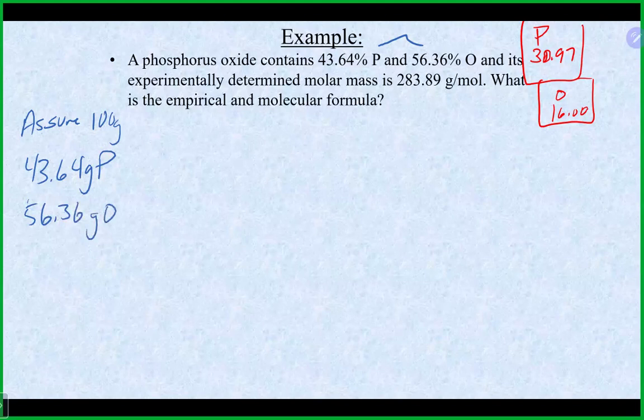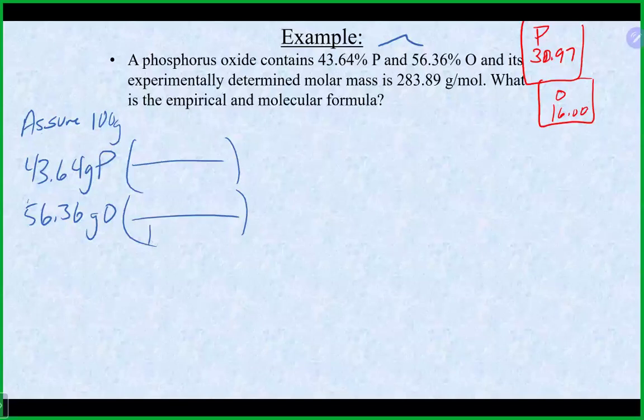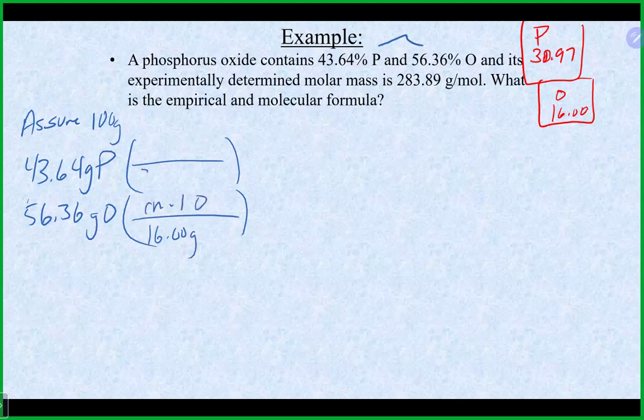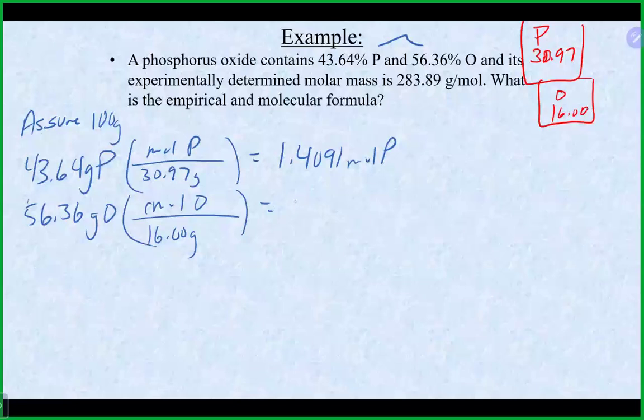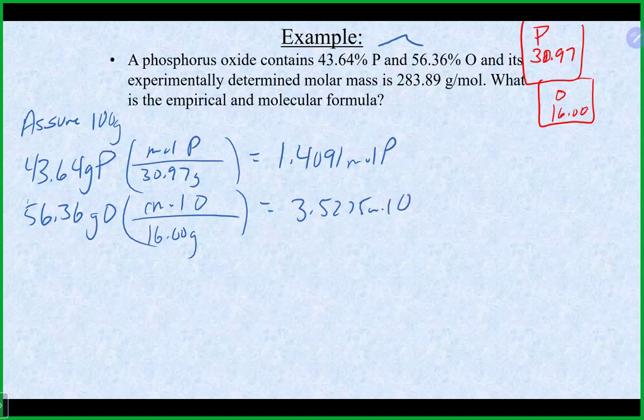56.36 grams of oxygen. Like normal, we're going to now convert these into moles using the molar mass from the periodic table. So 16 grams per mole for our oxygen and 30.97 grams per mole for our phosphorus. That's going to get us 43.64 divided by 30.97, which gives 1.4091 moles of phosphorus. 56.36 divided by 16 is going to get us 3.5225 moles of oxygen.